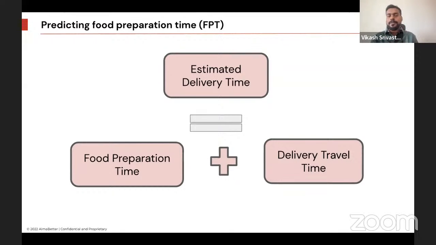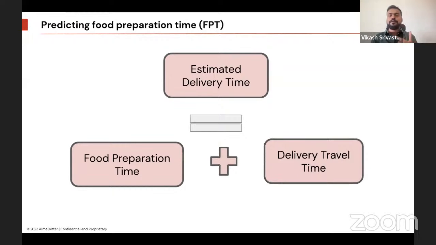So food preparation time could be, let's say, 25 minutes, and then your 15 minutes could be the delivery travel time, right? So of course, your total delivery time consists of two components. One is your food preparation time, and the second is your delivery travel time, right? Delivery travel time, of course, could depend on factors like traffic and the distance between the restaurant and the customer.